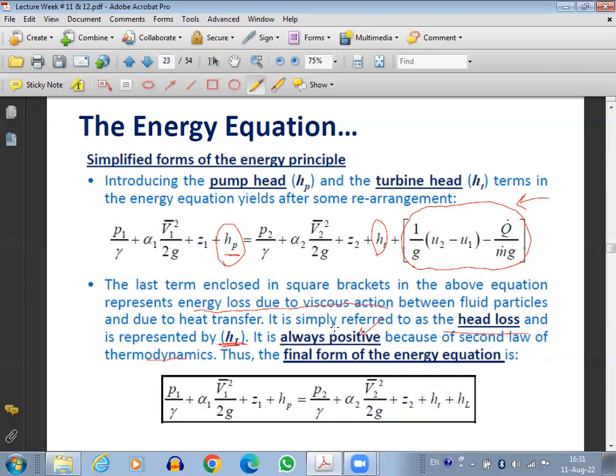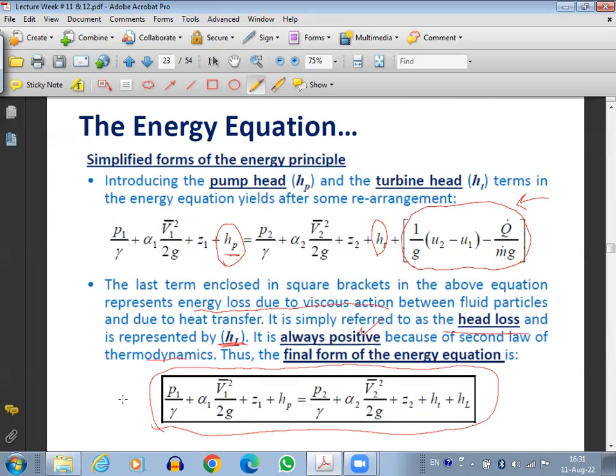So it is always positive because of the second law of thermodynamics. So this last term is basically the head loss, and thus the final form of the energy equation becomes this. So this is the final form of the energy equation, which will be provided to you in the exam.